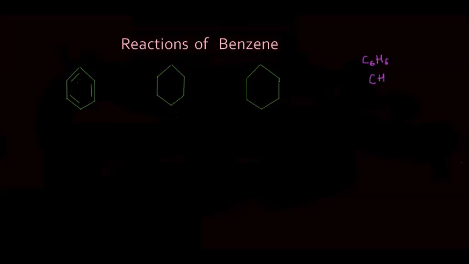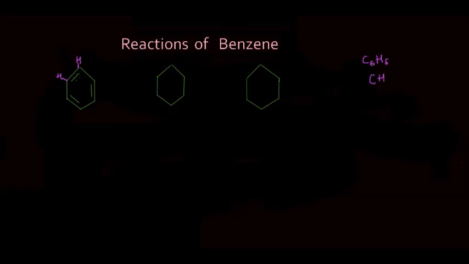Now let's understand its structure. We can see here the hexagonal ring structure. Now this hexagonal ring structure represents 6 carbon atoms. You can see that each carbon atom is bonded to 2 other carbon atoms, and there is 1 hydrogen atom bonded to each carbon atom. So each of the 6 carbon atoms is bonded to 1 hydrogen atom.